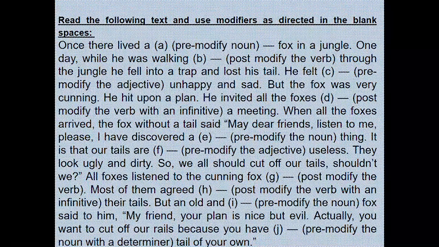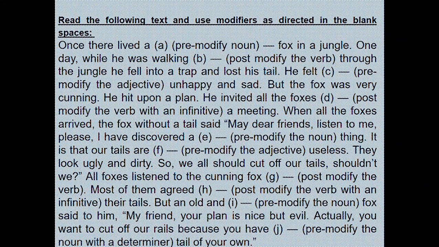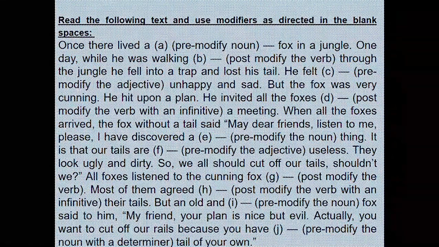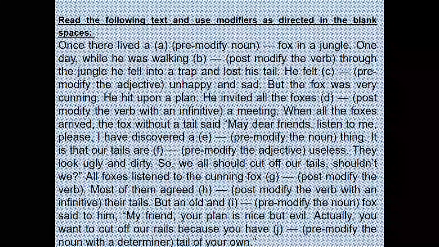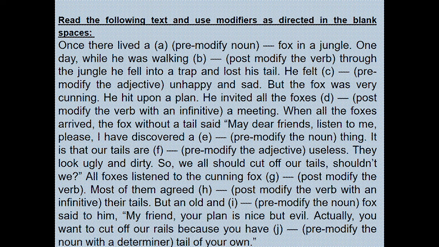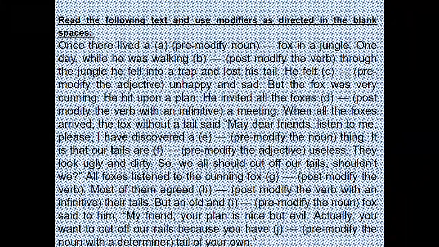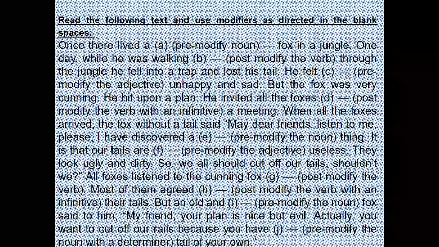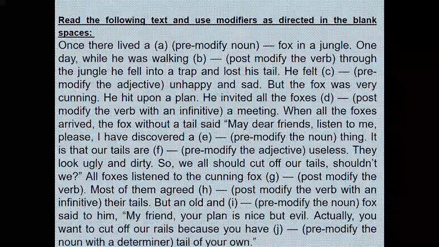Now read the following text and use the modifiers as directed in the blank spaces. Now try to do the exercise. Once there lived a fox. Pre-modify the noun. So what is the noun here? Fox. So what will be the word here, adjective? You can use cunning fox. Once there lived a cunning fox in the jungle.